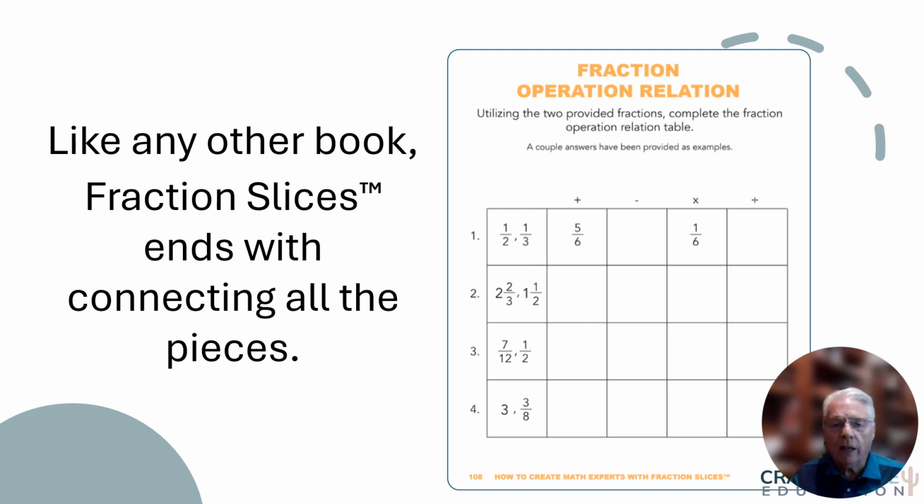Like any other book, Fraction Slices ends with connecting all the pieces together. We've got 2 fractions, we're going to add them, we're going to subtract them, we're going to multiply them and divide them. That's kind of the culmination, what it looks like. But now, when children have been through 3rd, 4th grade, maybe even 2nd, they are ready in 5th and 6th grade for the abstract explanations. Without that, they are not ready.